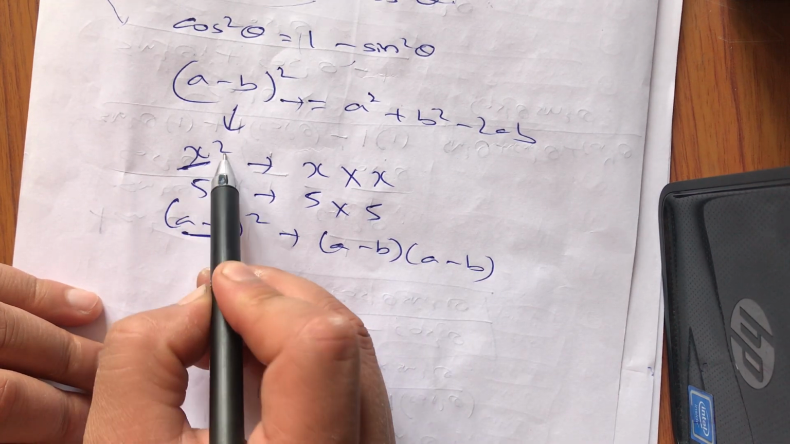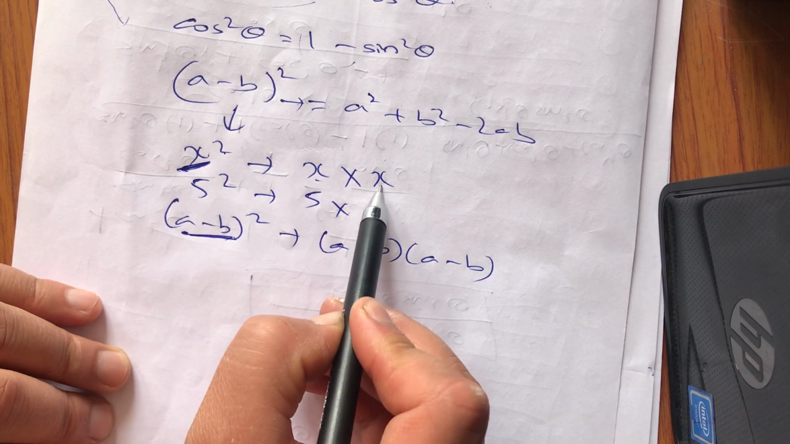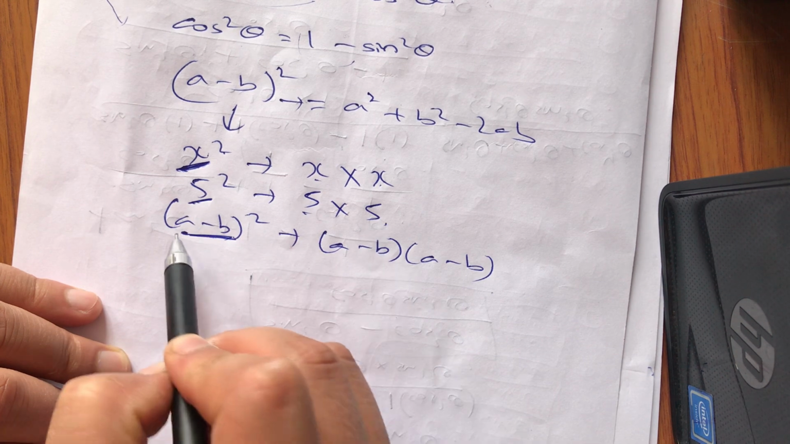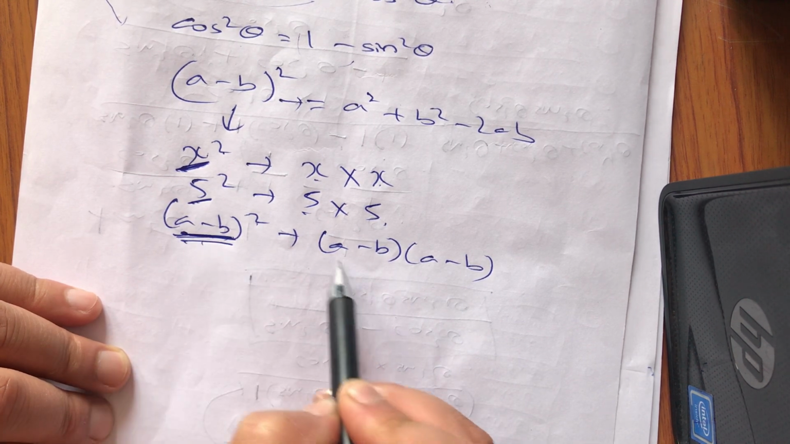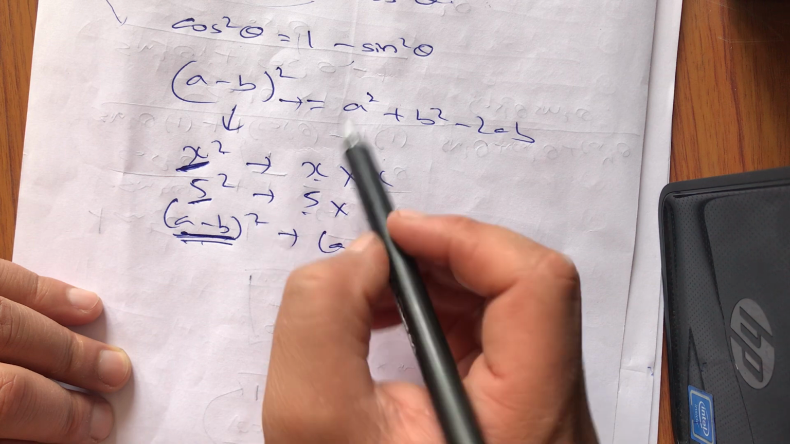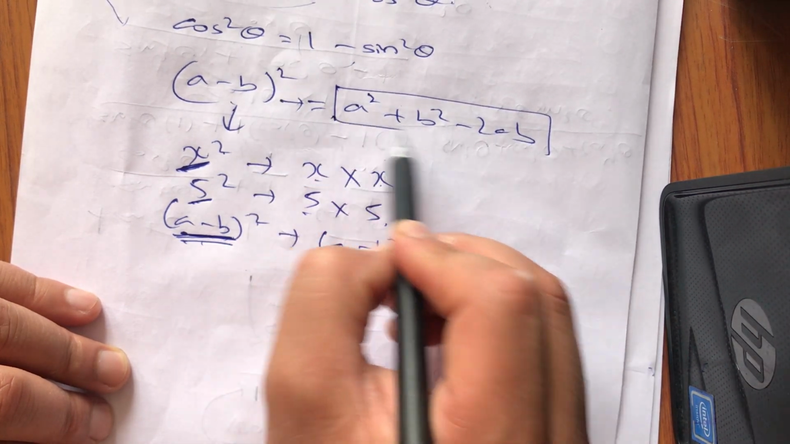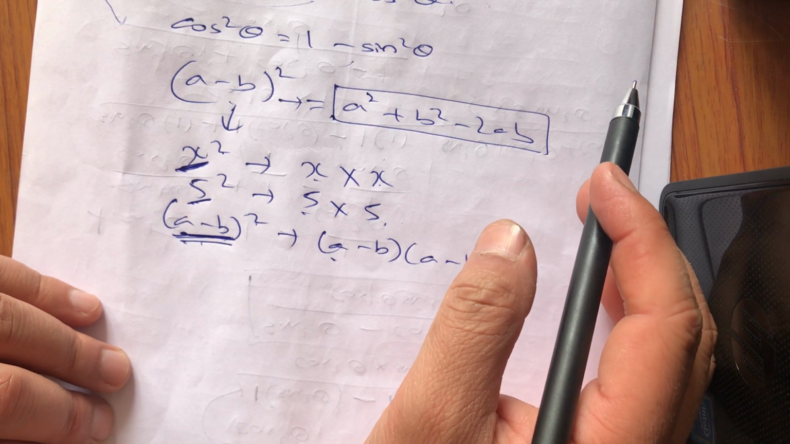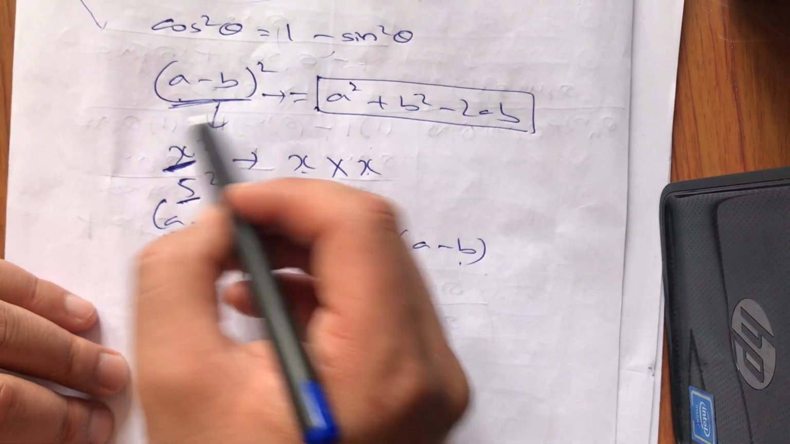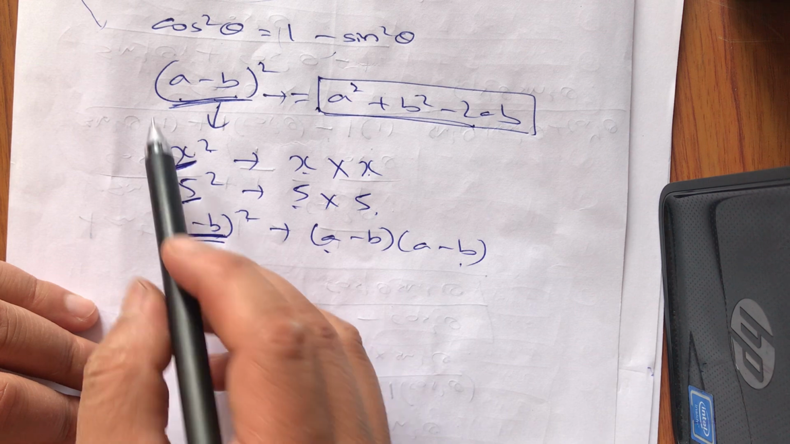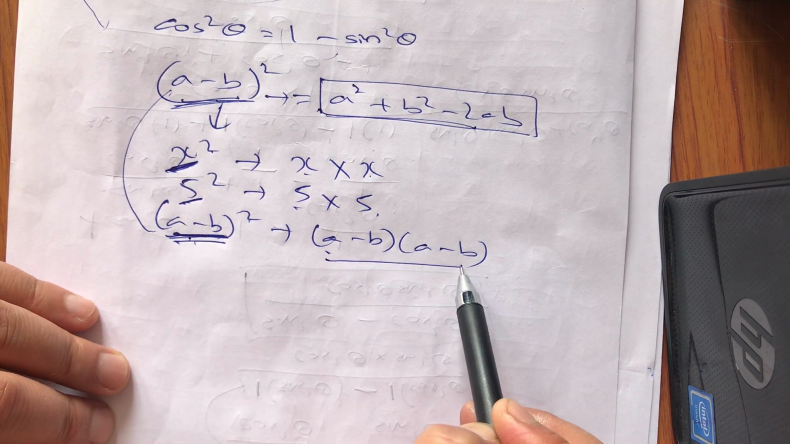Just like if I have x square, I write this 2 times. If I have 5 square, I have 5 and 5. I have the same thing, square means I write the same thing twice. Okay, so in most of the other chapters, we usually express this in this form. But in trigonometry now, we will no longer be expressing this in this form. We will be expressing the same thing in this form.